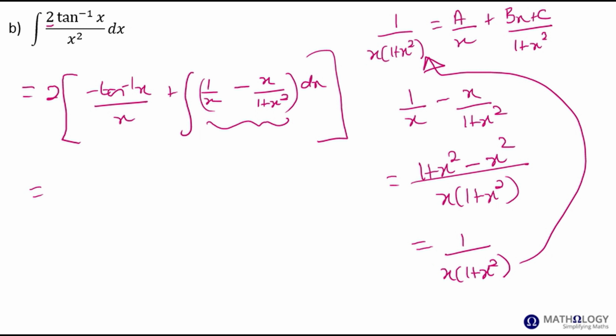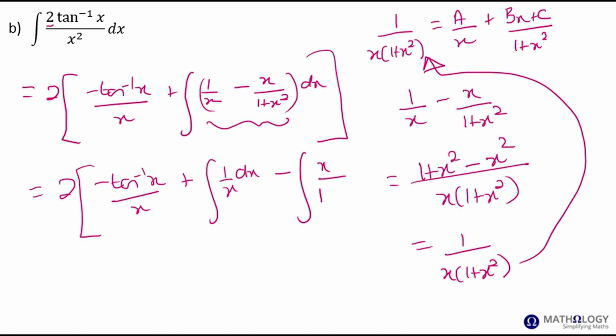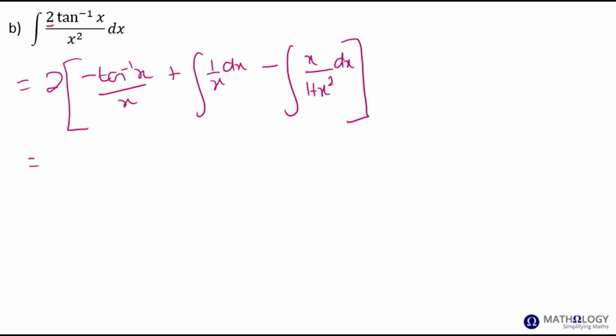Okay, now we can split this integral up. So we have 2 times minus 10 to the minus 1x over x, plus we're going to split this integral into two separate integrals: the integral of 1 over x dx minus the integral of x over 1 plus x squared dx. That equals 2 times minus 10 to the minus 1x over x. The integral of 1 over x dx is just going to be ln x.